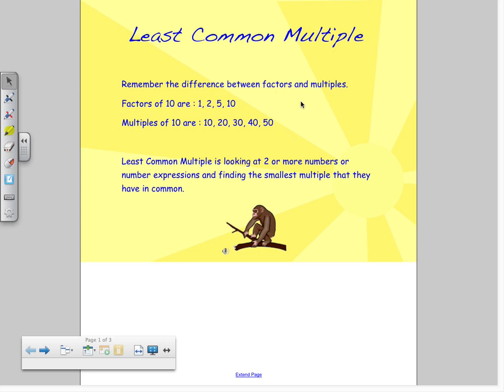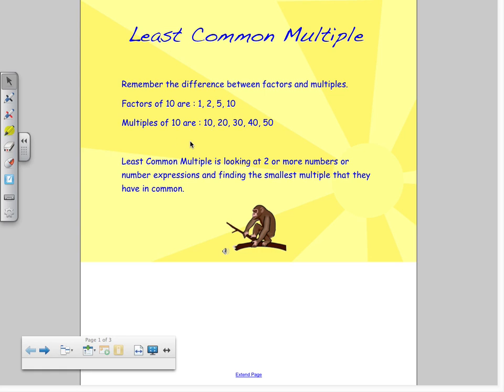Sometimes it's hard to actually write it in words, but I think in an example it makes it really clear. Factors of 10, they're smaller numbers, right? They're numbers that go into 10 evenly: 1, 2, 5, and 10. It's a finite number of factors. There are a finite number of factors in 10.